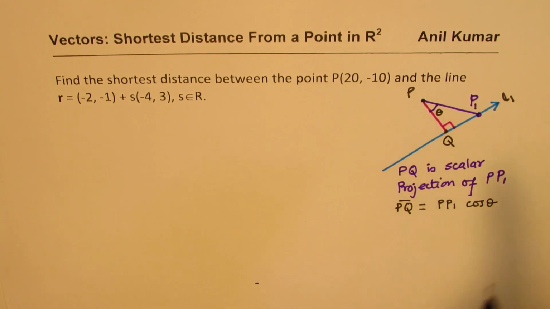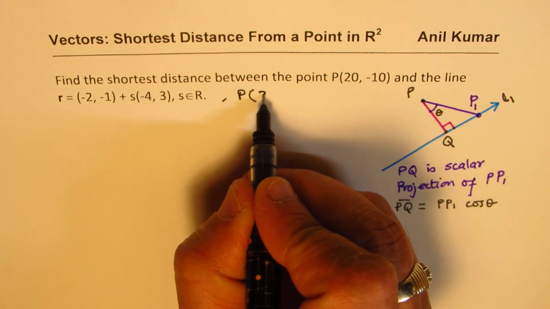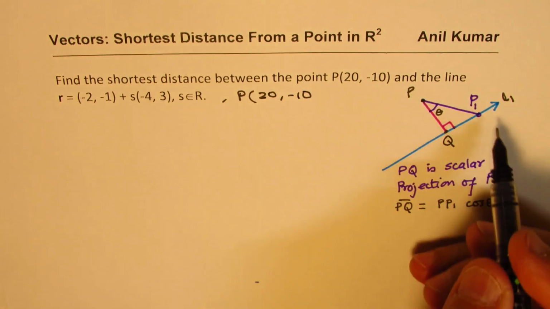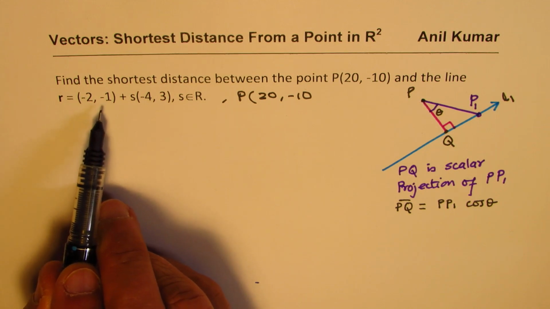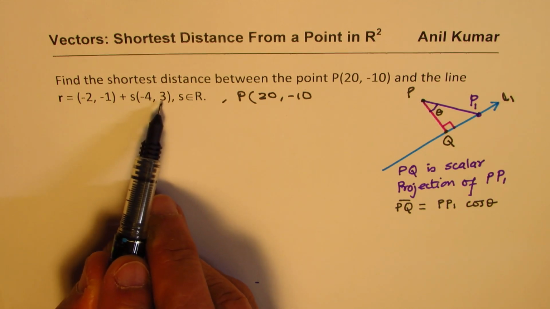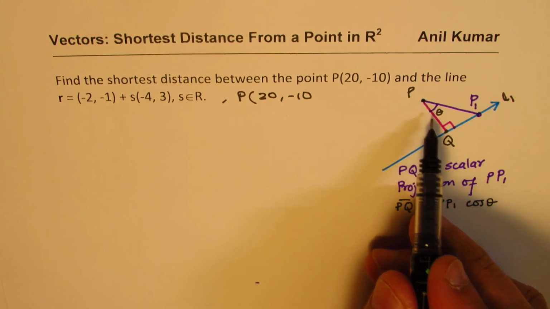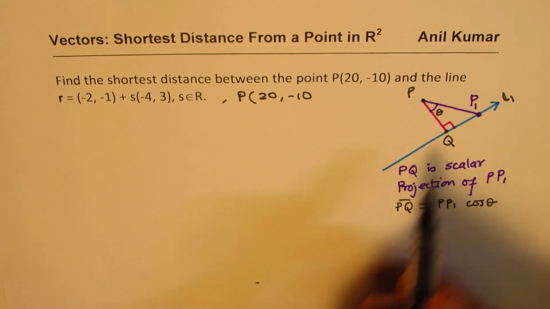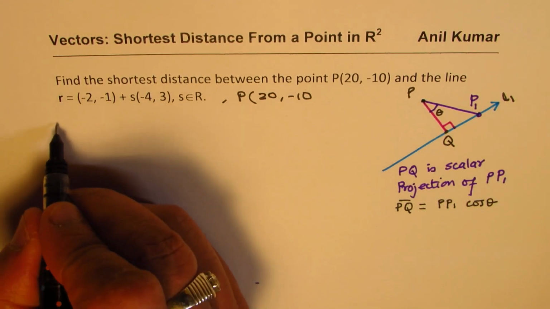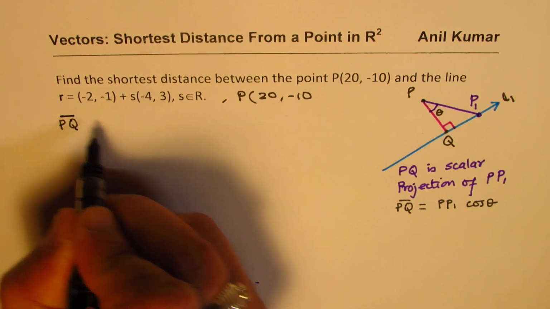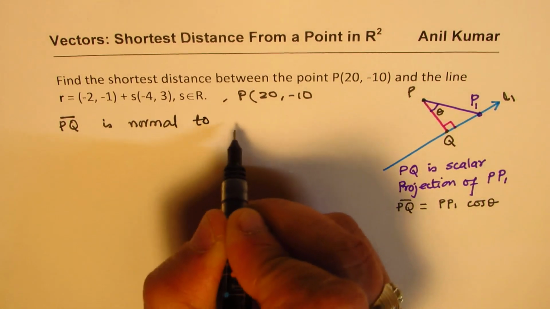So what we will do here is that we already know that point P is given to us as (2, -10). The line equation is given to us as r = (-2, -1) + s(-4, 3). Now, to find the scalar projection, we need to find the direction of PQ also. So what is the direction of PQ, which is normal to the line, right? So we understand that PQ is normal to the line.